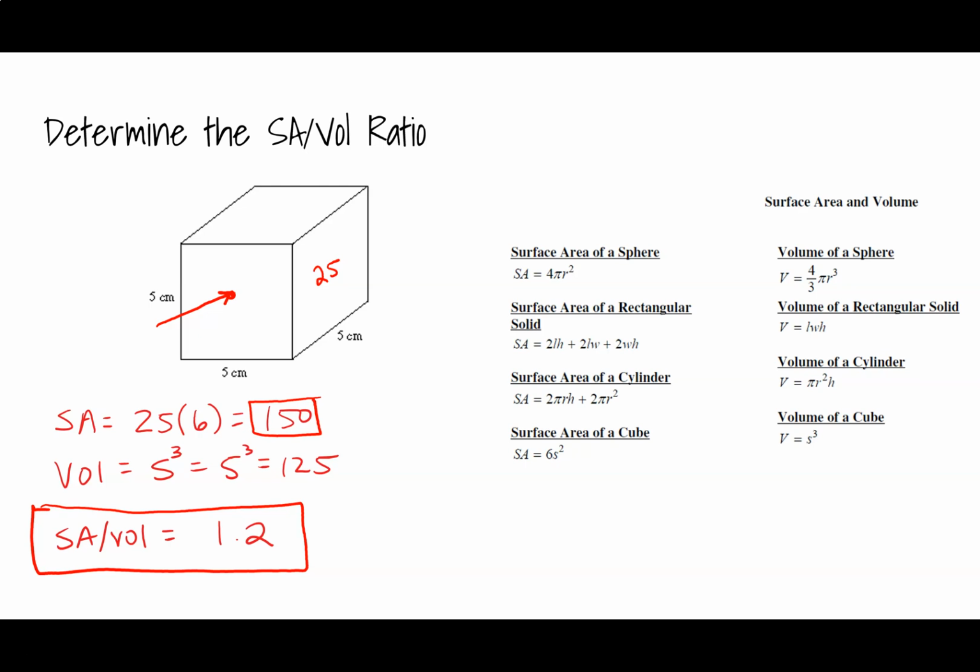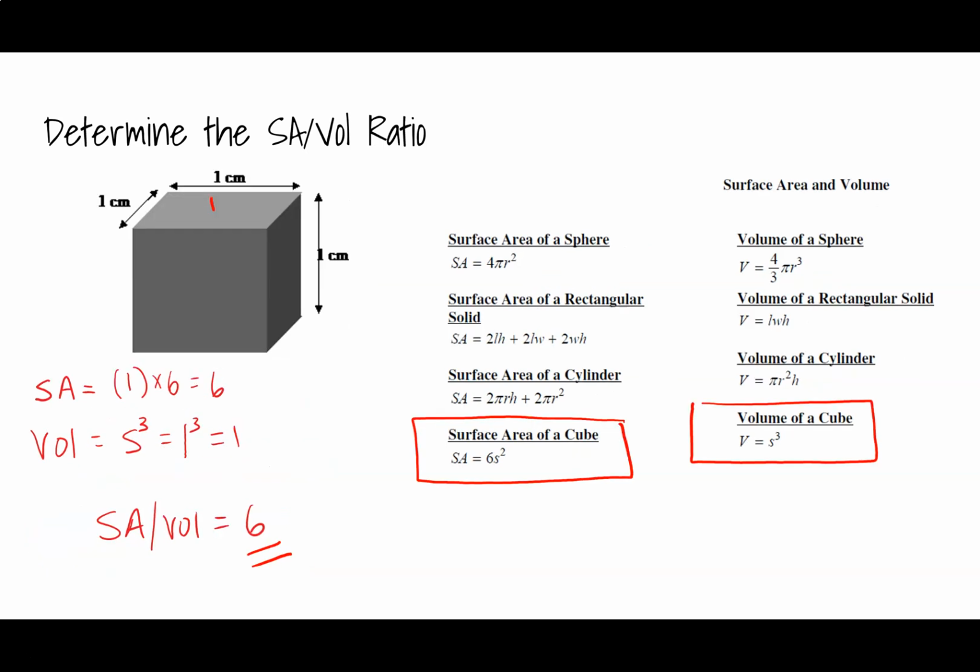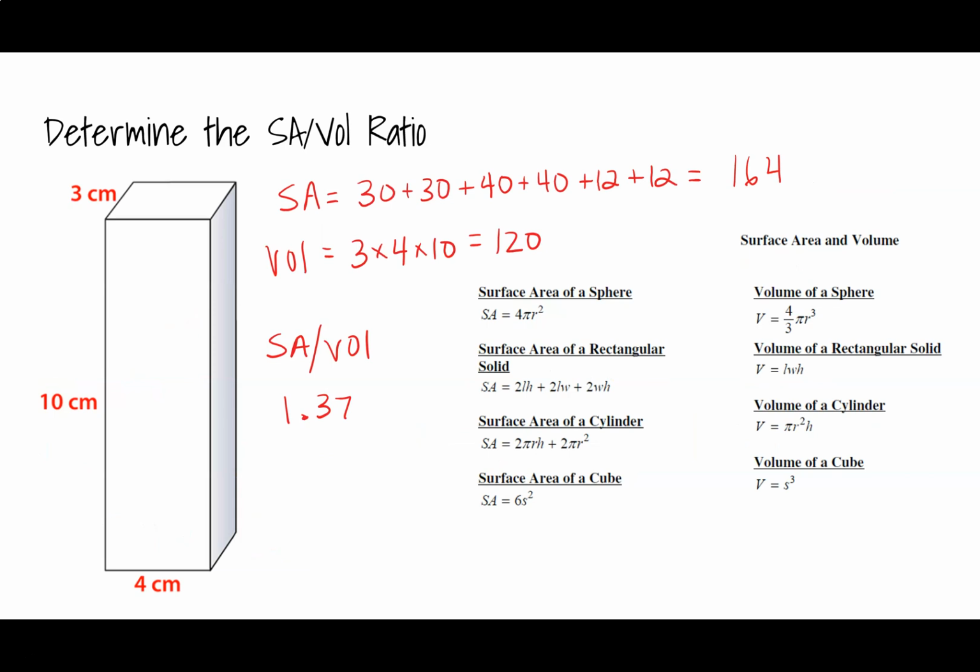So what's better, a 1 centimeter cube or a 5 centimeter cube? Bigger size of the cell is not better. This one has a better surface area to volume ratio. This one will be better at exchanging materials with the outside environment. What if I do something funky like this?